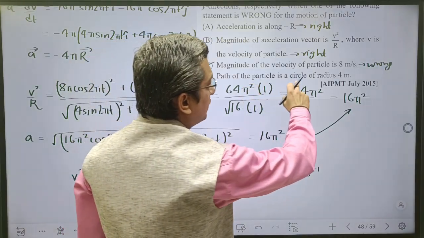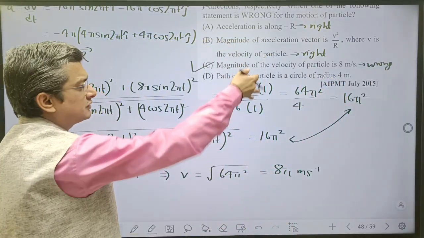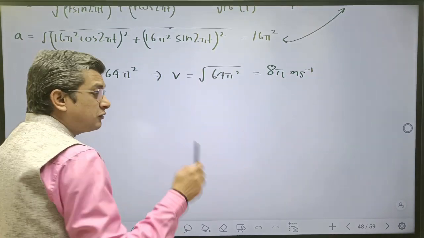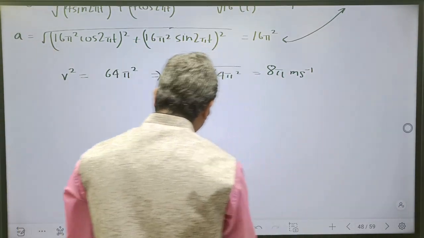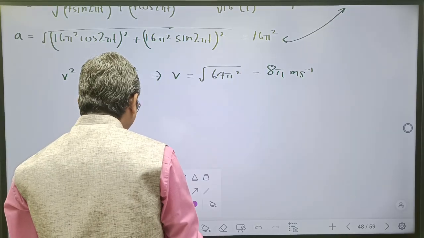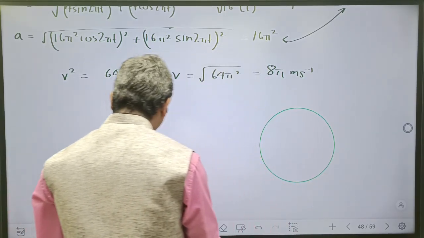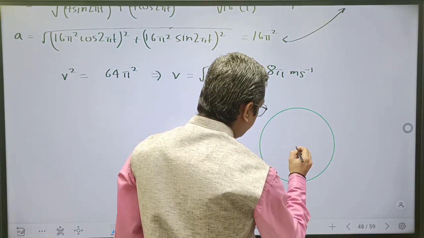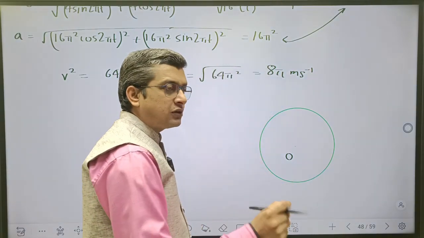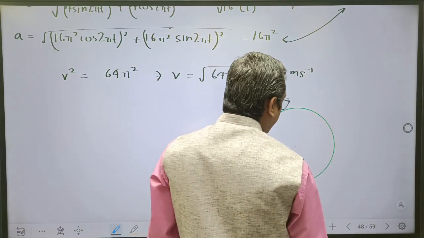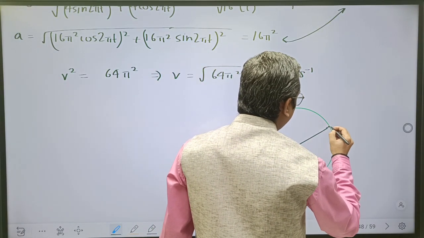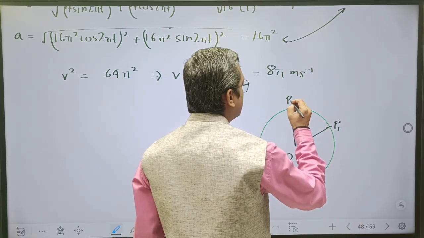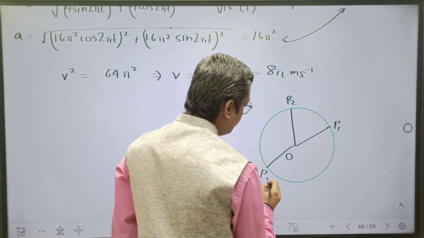And the path of the particle is a circle of radius 4 meters. So let's discuss it because it has a concept, isn't it? Now, if the question is saying that the path of the particle is a circle, what does it indicate? If the path of a particle is a circle, then what happened, dear student? This is the origin, isn't it? This is the origin. If the path of the particle is a circle, then the position vector, suppose the particle is at point P1, this is point P1. Suppose the particle is at point P2. Suppose the particle is at point P3.